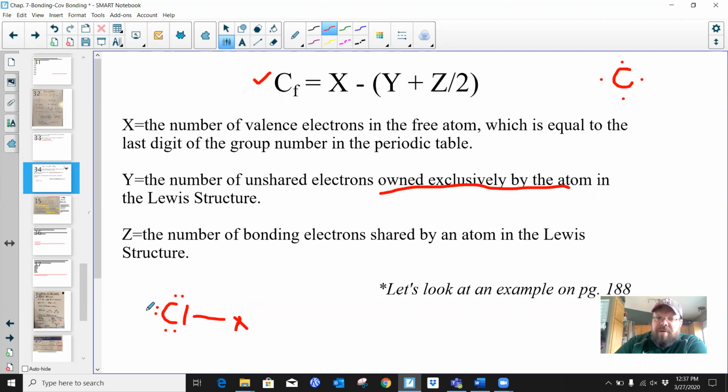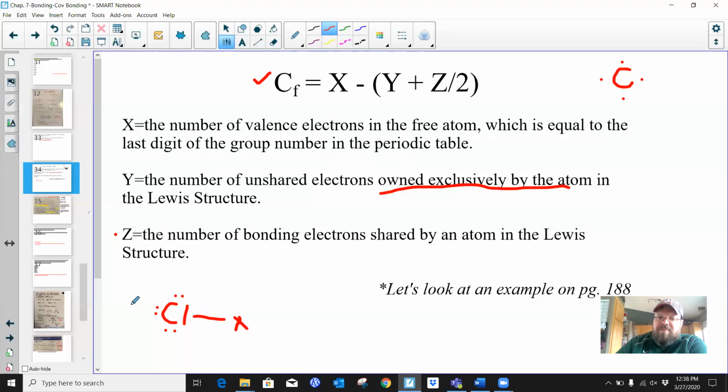So in this little scenario that I've drawn up, the chlorine atom has a Y value of 6. And then the Z value is the number of bonding electrons shared by an atom in a Lewis structure. If we're calculating the formal charge for chlorine in this example, the number of bonding electrons is 2. It's connected by a dash to its neighbor, so it has 2 bonding electrons that are being shared. So its Z value is 2.